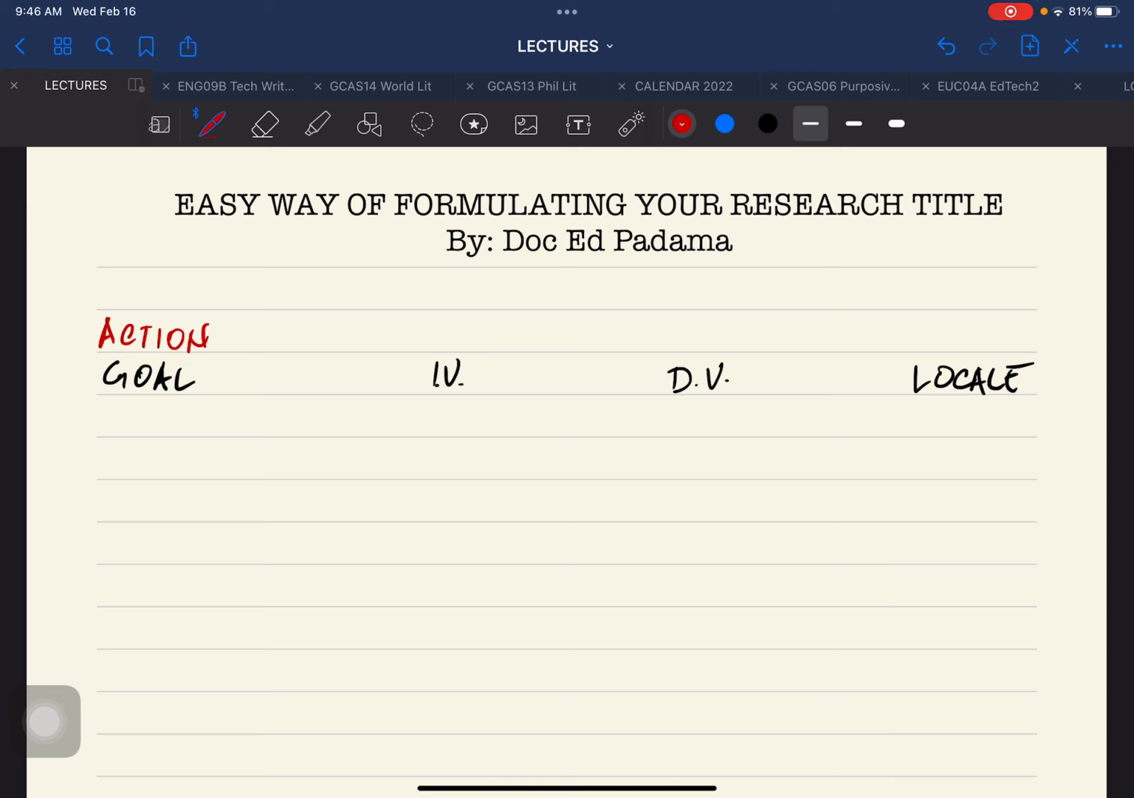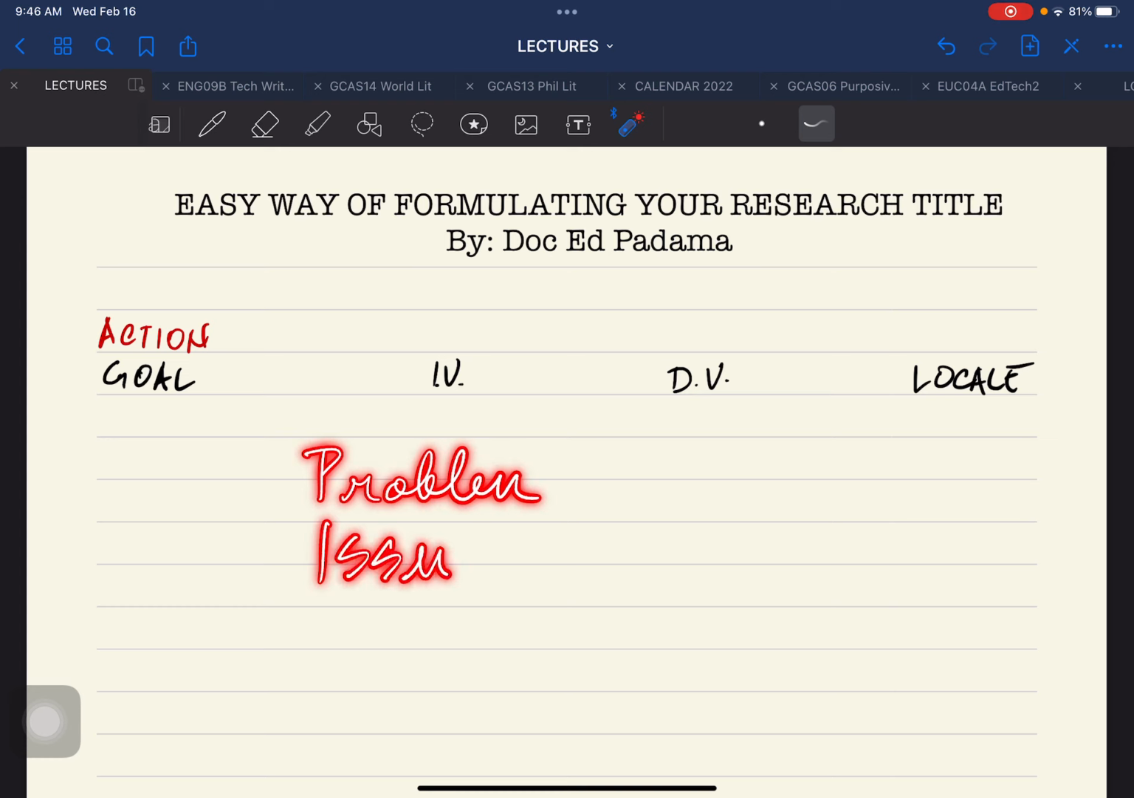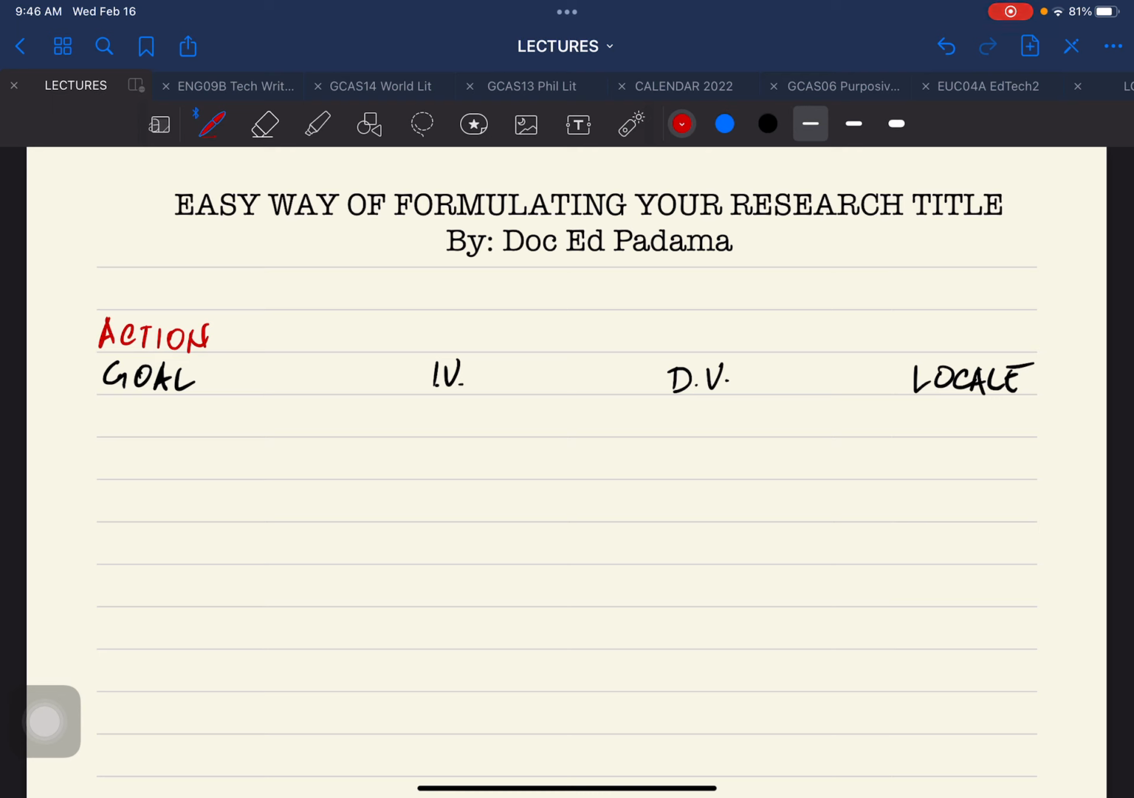Okay, so the next element, independent variable, identifies the problem or the issue that you want to discuss in your study. So again, the independent variable focuses on the problem or issue that you want to investigate in your study. So for our keyword, let's use the focus of your study.